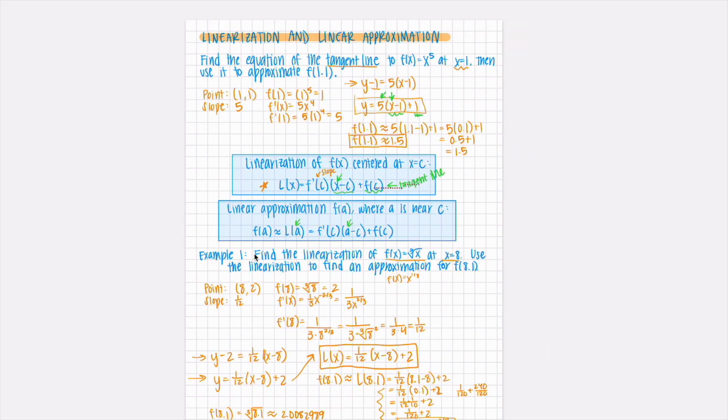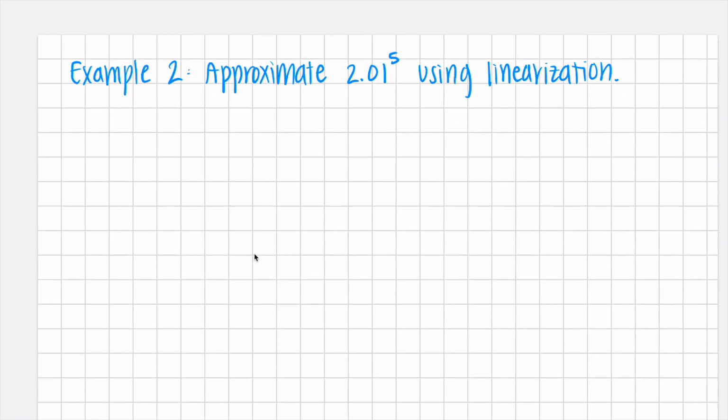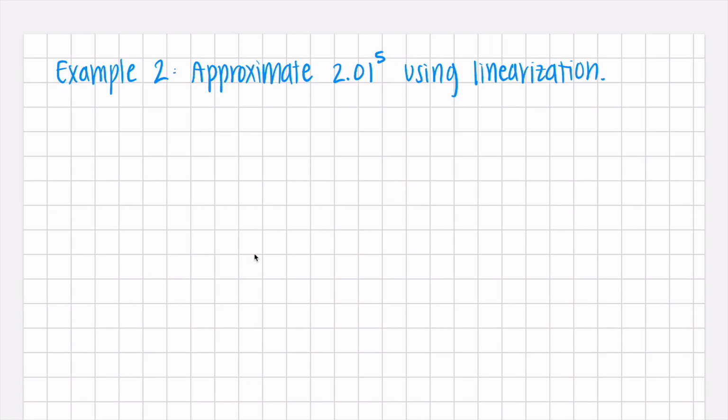We have one more problem. Example 2 says approximate 2.01 to the 5th using linearization. So notice here they're not giving you an f of x. They're not telling you to find the linearization at a certain x value. So here you need to decide what is your f of x, what x value are you finding a tangent line at, and then we'll use that to approximate 2.01 to the 5th.